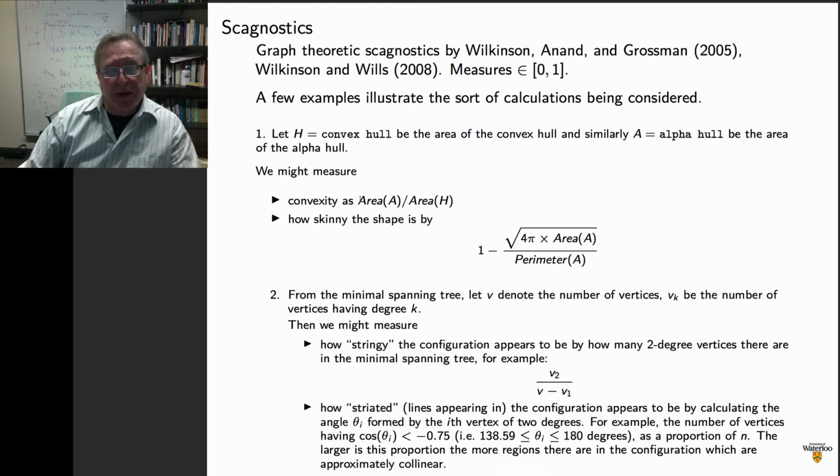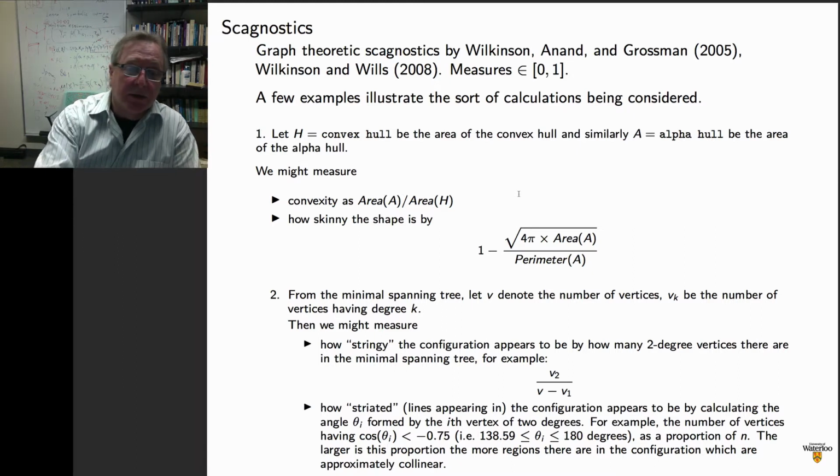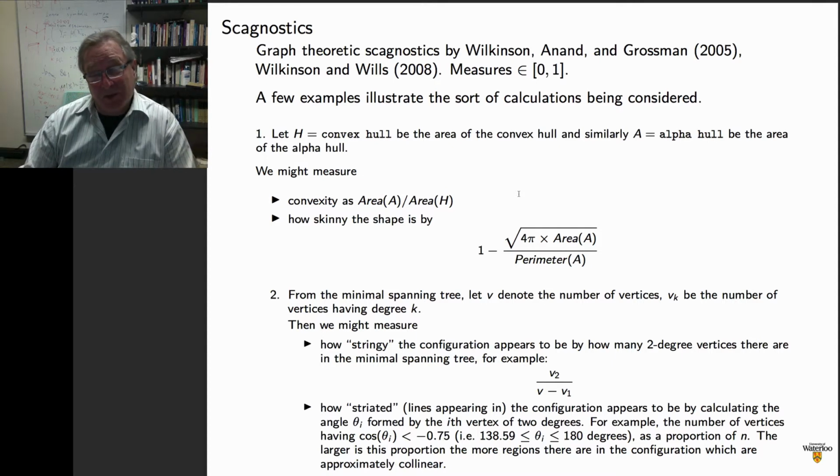So I can think about the area of the alpha hull divided by the area of the convex hull. The alpha hull area is always smaller than the convex hull, so the closer that is to 1, the more convex the data appear to be. We could also think about how skinny this thing is.